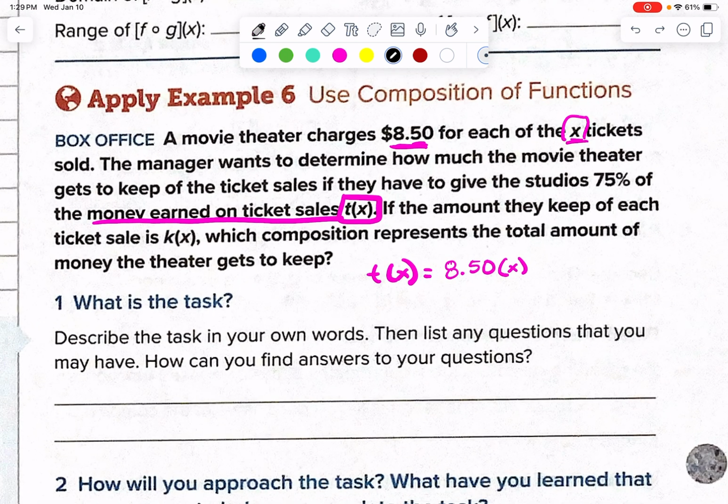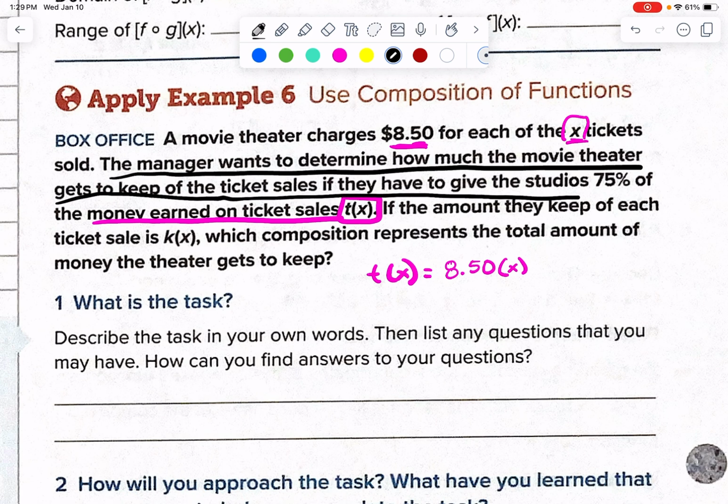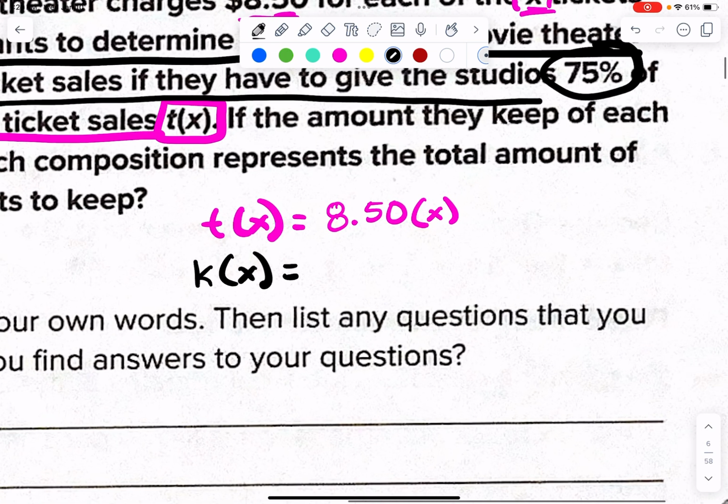All right, next thing says the manager wants to determine how much of the ticket sales the movie theater gets to keep if they have to give the studios 75% of the money that they earn on the tickets. So they have to give away 75%. If the amount that they keep of each ticket is K of X, so this is the amount that they keep. Let's say they make X amount of money. They want to give away 75%, which means they're going to keep 25%.